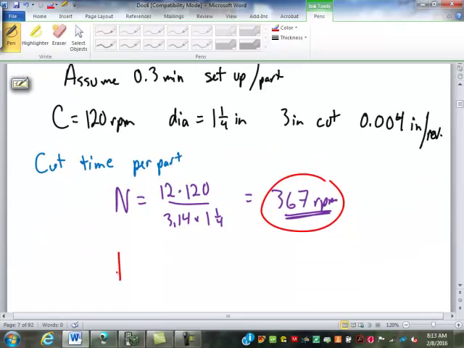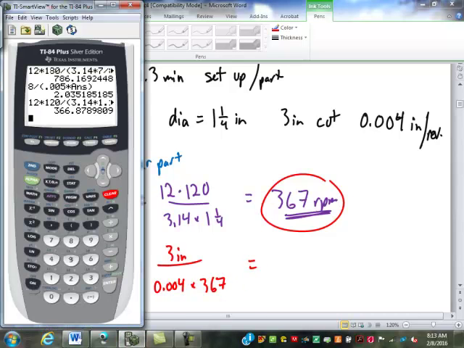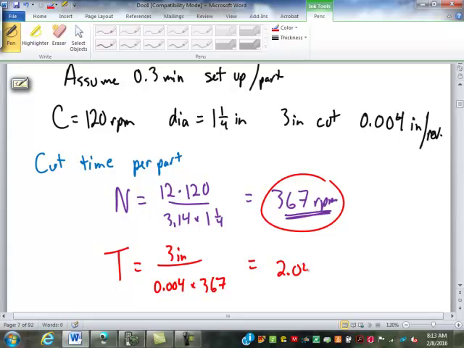So that means our cut time per part is going to be our 3-inch cut divided by a 0.004 of an inch per revolution times 367 RPM. So 3 divided by 0.004 times 367. 2.044 minutes per part.